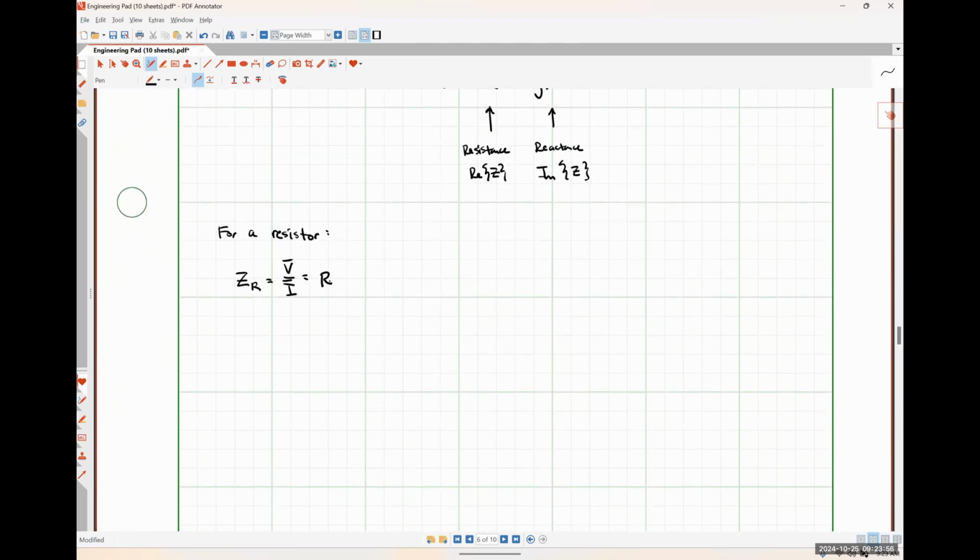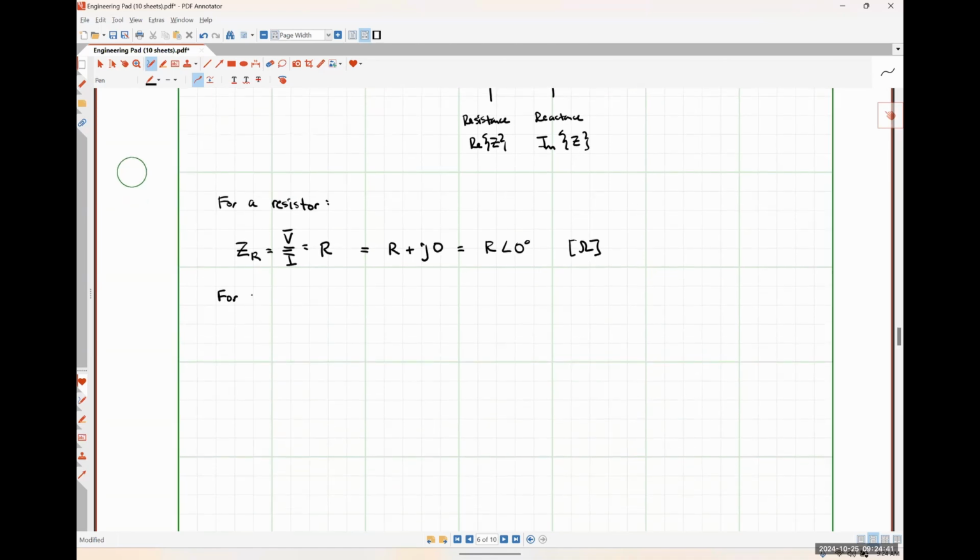So the impedance of a resistor is just the resistor value itself. More formally, in rectangular form, this is going to look like R plus j0, and in polar form, this is going to look like R angle 0 degrees. Okay. So what are the units of the impedance of a resistor? Ohms, because it's just the resistor value itself. All right.